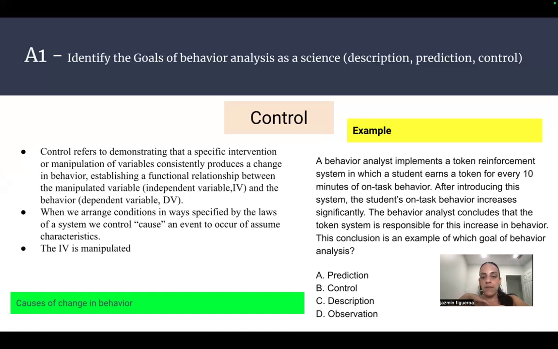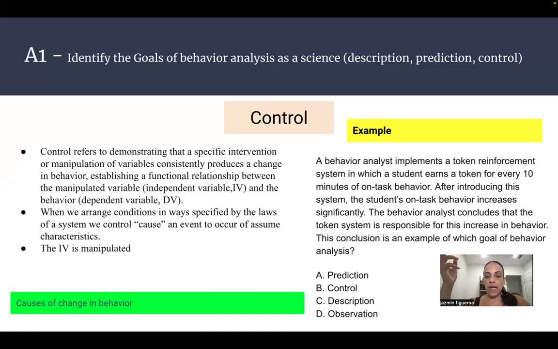After introducing the system, the student's on-task behavior increases significantly. The behavior analyst concludes that the token system is responsible for this increase in behavior. This conclusion is an example of which goal of behavior analysis? And in this case, control is the goal.